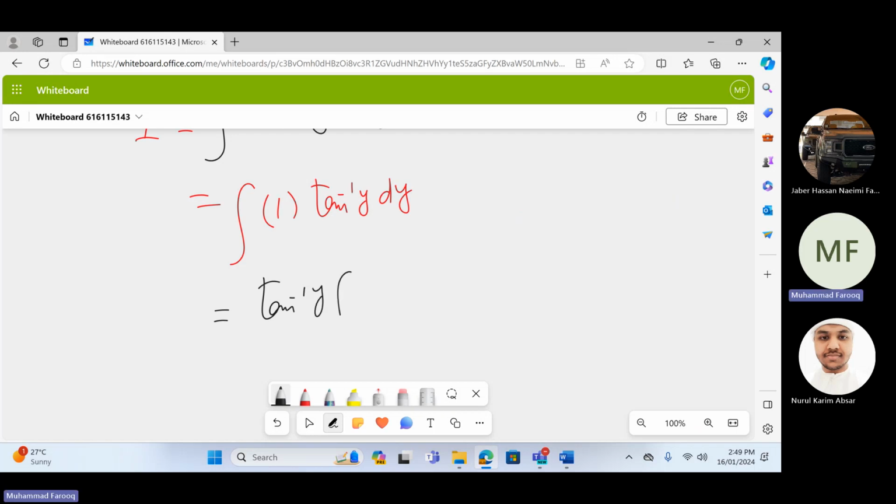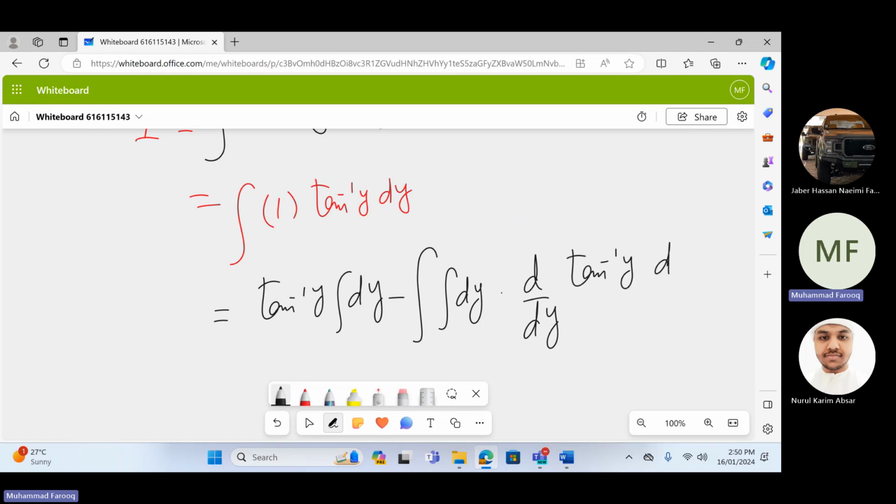Integration of dy, because it's 1, minus integration again of dy times the derivative of tan inverse y. Here, my dear students, there is no formula sheet. You have to memorize all the inverse trigonometric functions' derivatives, otherwise you get stuck in the exam. In the first exam we were just quoting them, but now you have to go back, revise and memorize.